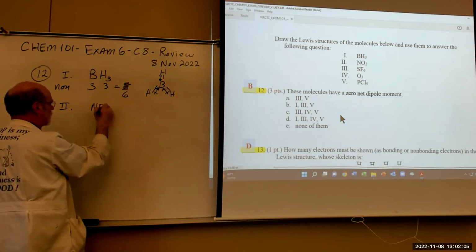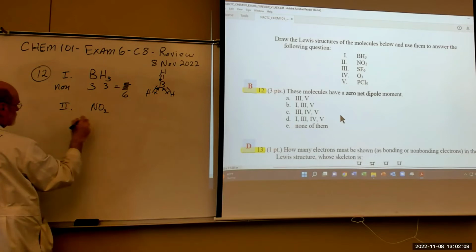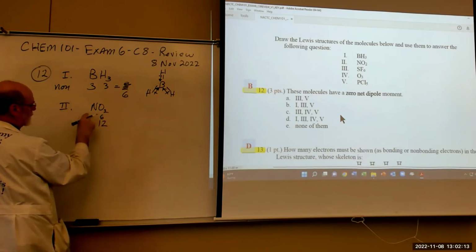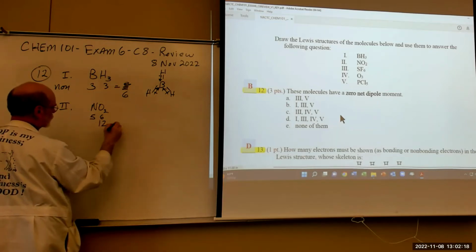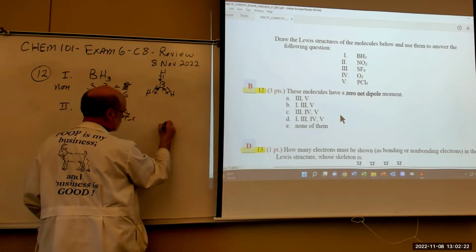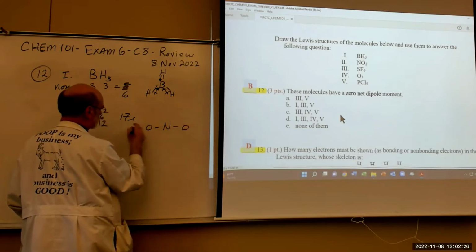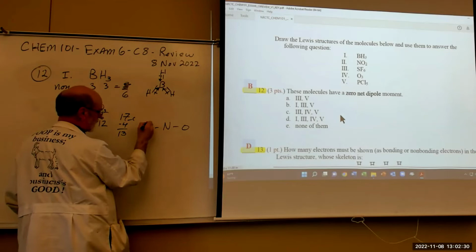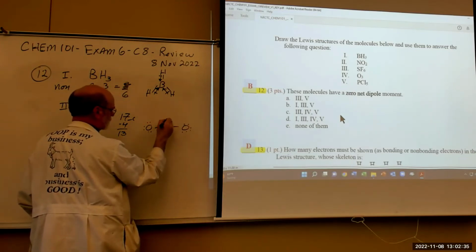How about this one? NO2. So oxygen has 6, which is 2 times 6 is 12. And then nitrogen has 5. So 5 and 12 is 17 electrons. So we have nitrogen in the middle. We have an oxygen and an oxygen. So that's 2, 4, 13. So we start at the outside. 1, 2, 3, 4, 5, 6, 7, 8, 9, 10, 11, 12, 13.